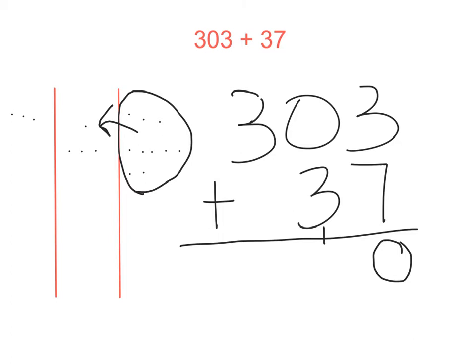Now I add up my tens. So I have a 3 plus the 1 ten, which will give me 4 tens. And now I add my hundreds. I have 3 hundreds plus no hundreds, which equals 3 hundreds. So my answer is 340.